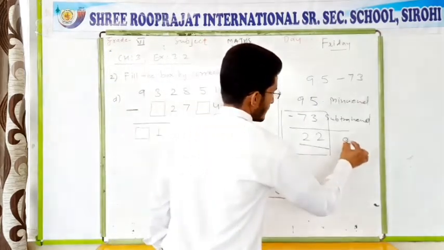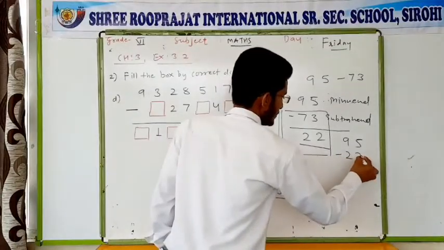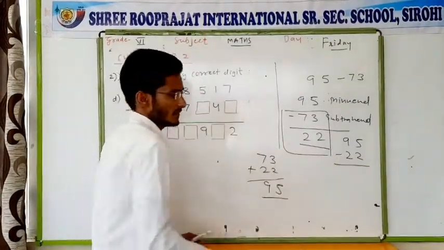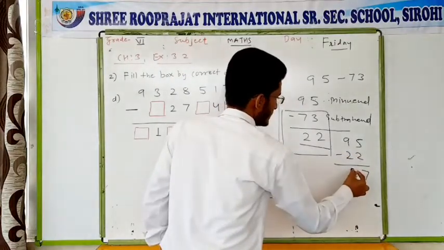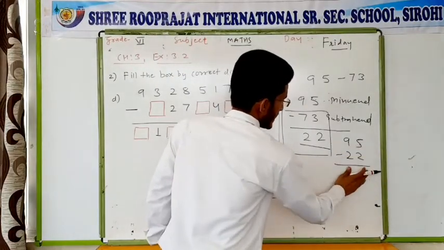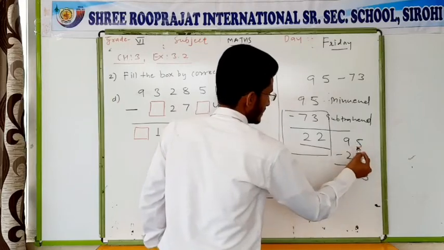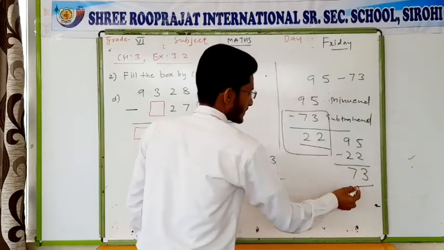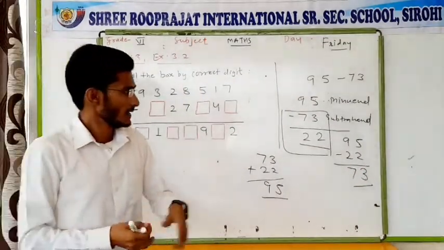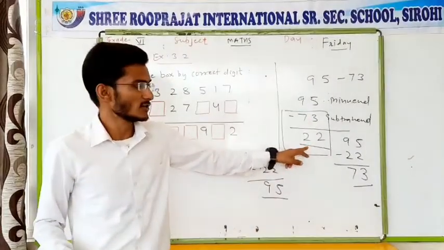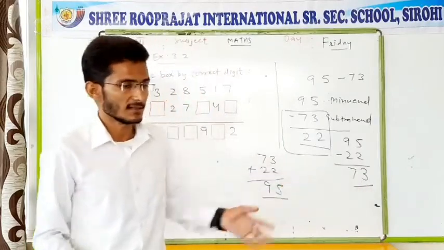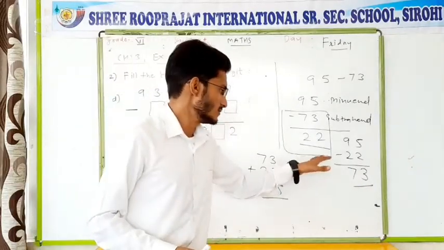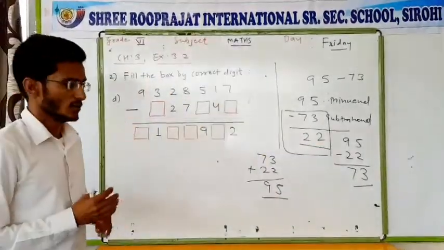Instead, if we subtract 22 from 95, 5 minus 2, you will get 3, and 9 minus 2, you will get 7. So, if we subtract 73, then we will get 22. But if we subtract 22, then we will get 73. These two are just opposite. Using this, we will solve question number 2.